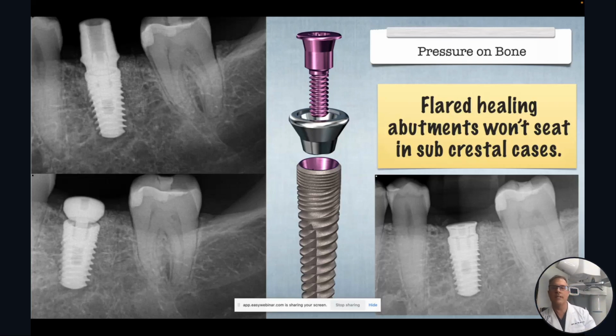So, you know, different companies, Implant Direct in this example, has a separate concave collar. You can use that, or you can buy healing abutments with a concave collar.